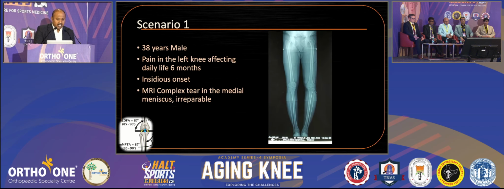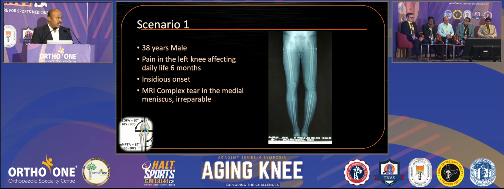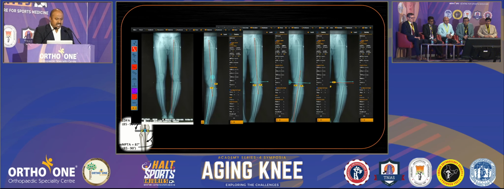So without delay, going for the easiest first, scenario 1: a 38-year-old male, an active individual, coming with pain in his left knee, affecting his daily life for 6 months. It is insidious onset. He does not know how it started. MRI showed a complex tear in the medial meniscus, which is irreparable. So this is the alignment X-ray. And the scanogram showed a mechanical axis deviation. There is a varus, and the varus is localized to the proximal tibia.